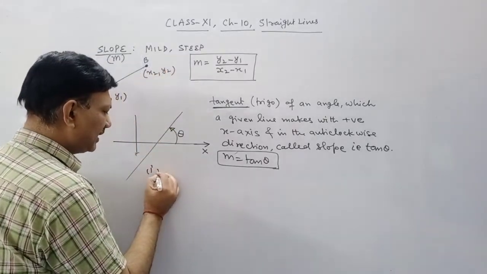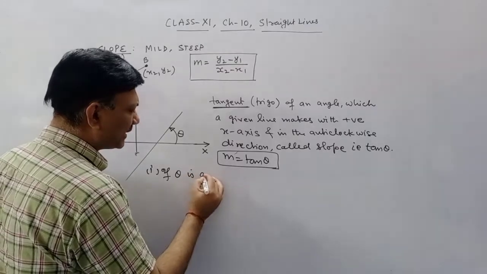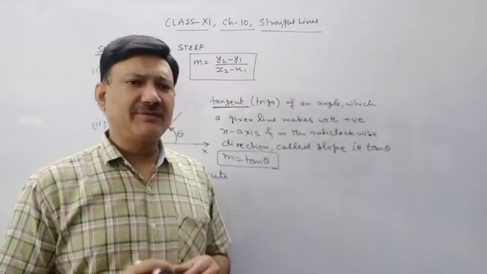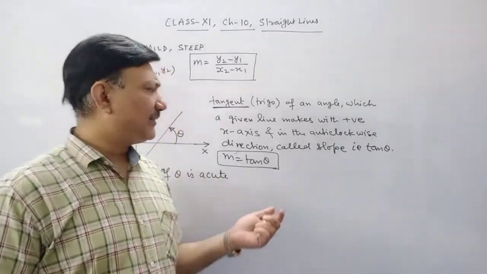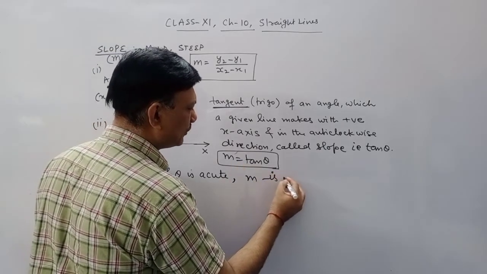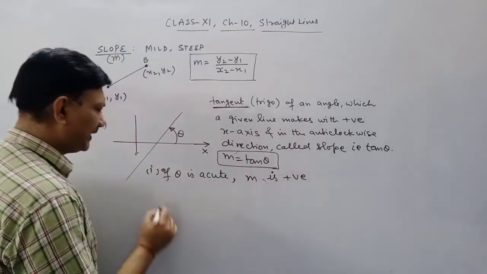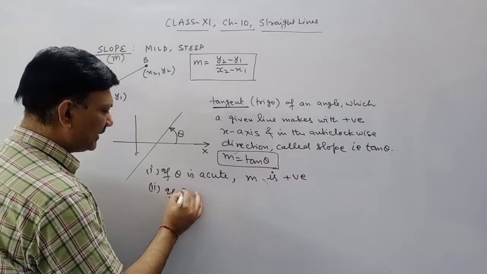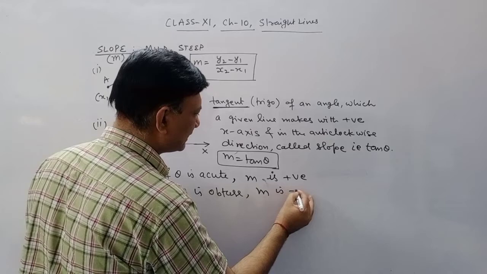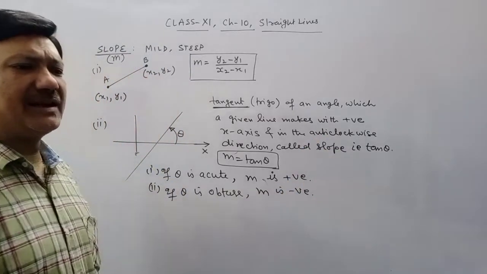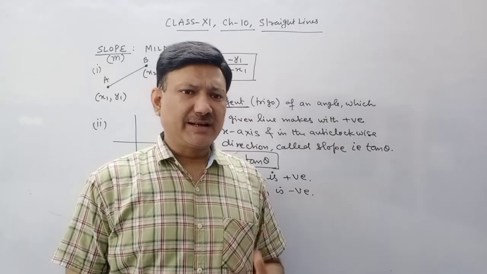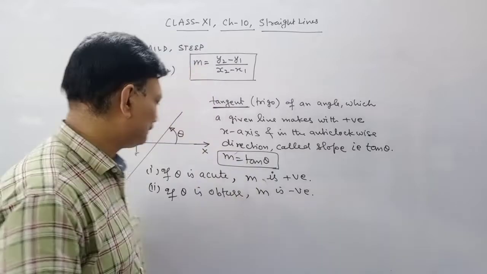Now see, if theta is acute, acute means the angle which lies in the first quadrant, and in the first quadrant all the trigonometric functions are positive, so slope is positive. The second part, if theta is obtuse, m is negative. The question is asked, under what condition is the slope of a line negative? When the line is inclined at an obtuse angle.